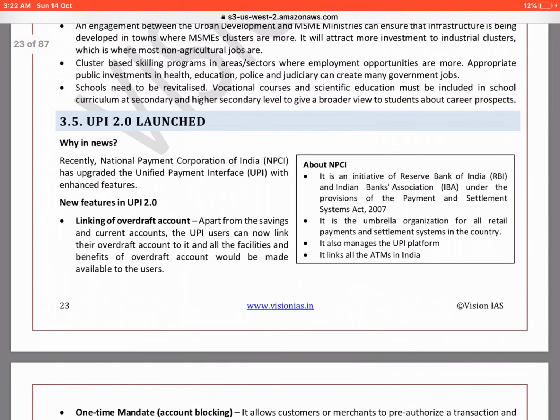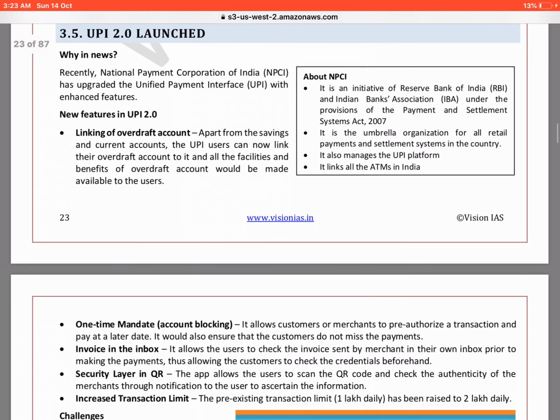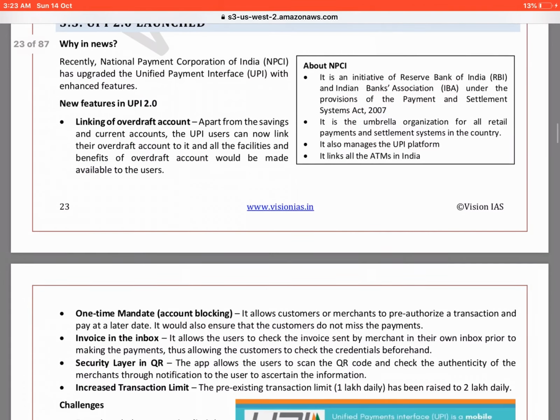Cluster based skilling programs are also being done, and schools need to be revitalized, and vocational and scientific education should be included. Next is UPI 2.0 launched. So recently NPCI has upgraded UPI with enhanced features. So let us study about NPCI. It is an initiative of RBI and the Indian Banks Association. The Indian Banks Association comprises 10 banks, both private and public sector banks. And under the provisions of the Payment and Settlement Act 2007, it is an umbrella organization for all retail payments and settlement systems in the country.